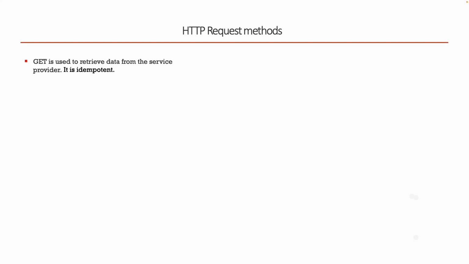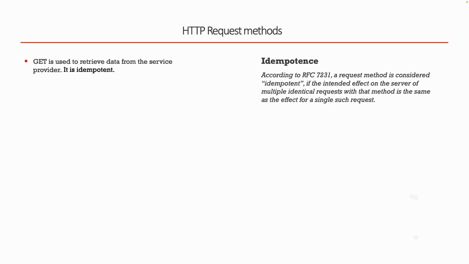It is idempotent. When we talk about HTTP request methods, I think it is only fair to talk about their idempotency property. According to RFC 7231, a request method is considered idempotent if the intended effect on the server of multiple identical requests with that method is the same as the effect for a single such request. Meaning, if you were to send the same request multiple times, an idempotent method will not change the state of data. For that reason, GET is idempotent.